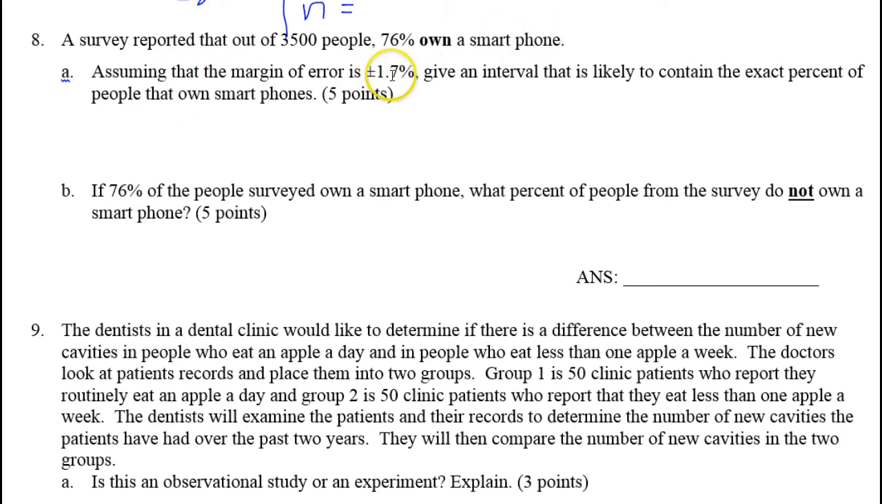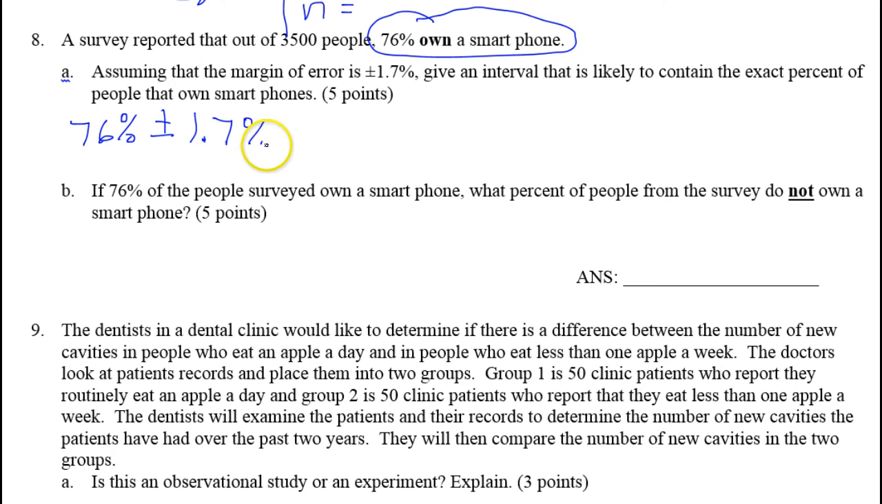Now, if the margin of error is 1.7%, give an interval that is likely to contain the exact percent of people that own smartphones. The margin of error is how much you have to add or subtract to whatever the survey said to find the range, the interval in which the truth lies. So I'm doing 76% plus or minus 1.7%. You want this in order from least to greatest, so you're going to want to subtract first and add second.